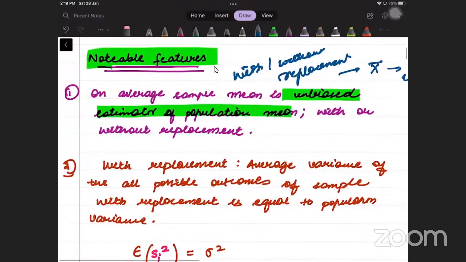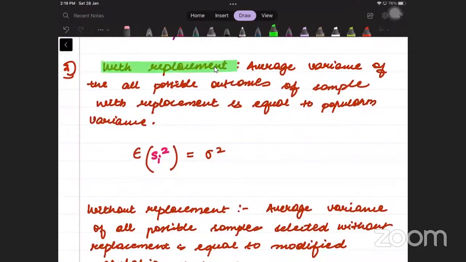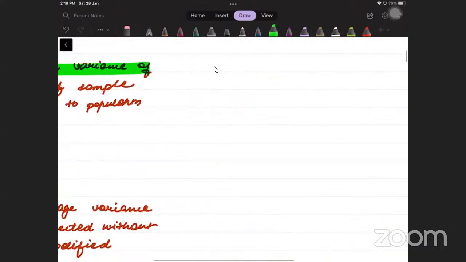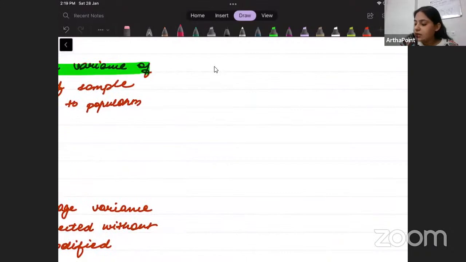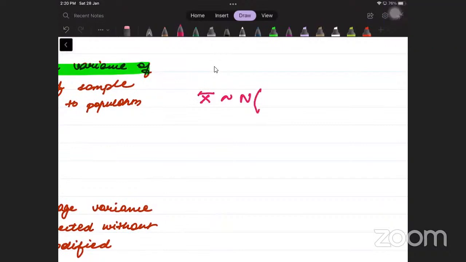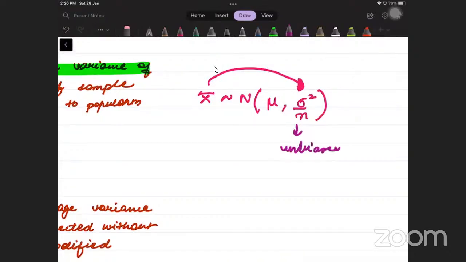That's the first part. Second part, with replacement, the average variance of all possible outcomes of the sample is sigma square. So what happened here? Have a look once. When I say x bar is normally distributed with mean mu and variance sigma square by n, this is the variance of this. Now I want to ask, is this variance an unbiased estimator of the variance of the population or not? So the answer is yes.